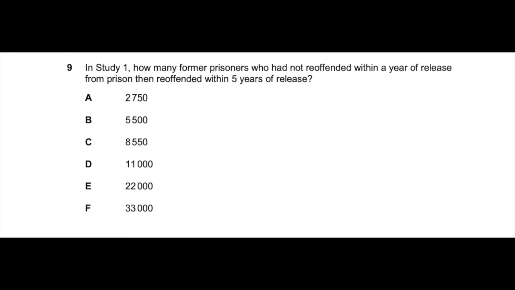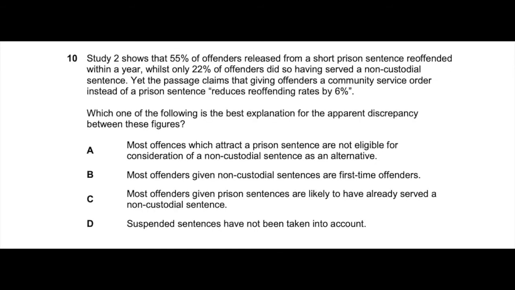Option D. Question 10. Study 2 shows that 55% of offenders released from a short prison sentence reoffended within a year, whilst only 22% of offenders did so having served a non-custodial sentence. Yet the passage claims that giving offenders a community service order instead of a prison sentence reduces reoffending rates by 6%. Which one of the following is the best explanation for the apparent discrepancy between these figures?